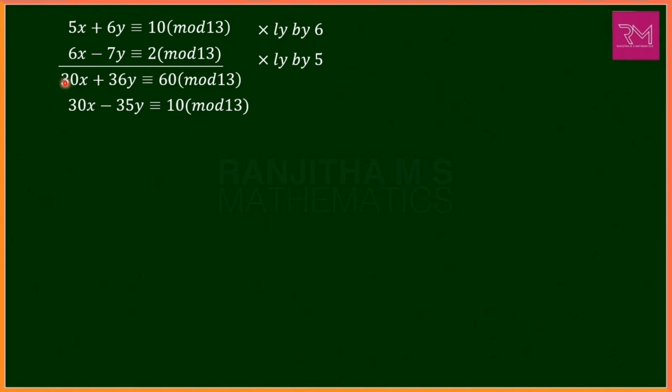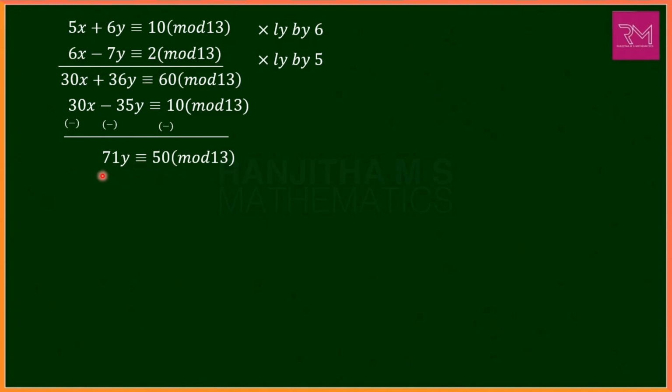Now we can cancel 30x. For that, we have to subtract these two linear congruences. If we subtract, 30x minus 30x is 0x. Here we have plus 36y, and here minus times minus gives plus 35y. Therefore, we get 36y plus 35y, which is 71y, congruent to 60 minus 10 is 50 under mod 13. Therefore, we get 71y congruent to 50 under mod 13.